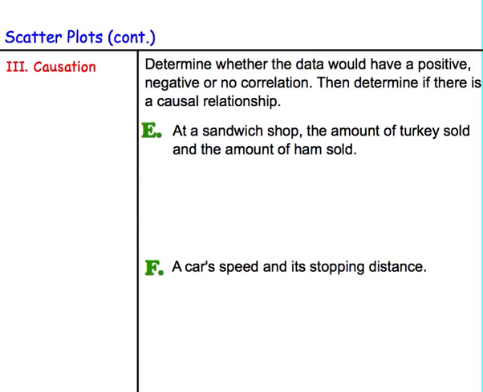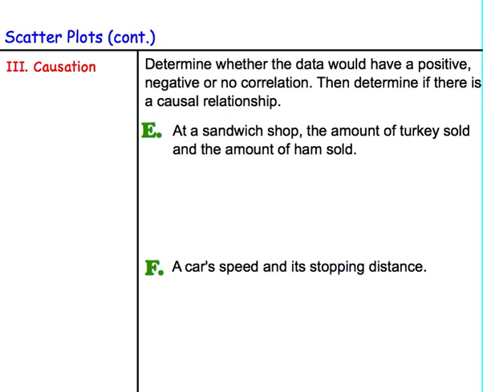Now the last piece that we're going to talk about here is causation, and determining whether the data first would have a positive, negative, or no correlation, and then determine if there's a causal relationship, if one variable causes the other variable. So our first one that we have here is talking about, at a sandwich shop, the amount of turkey sold and the amount of ham sold.